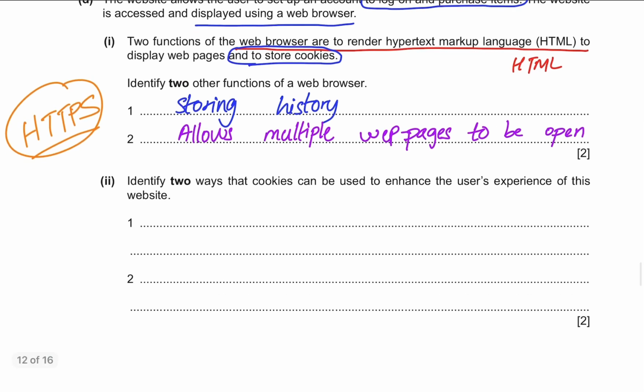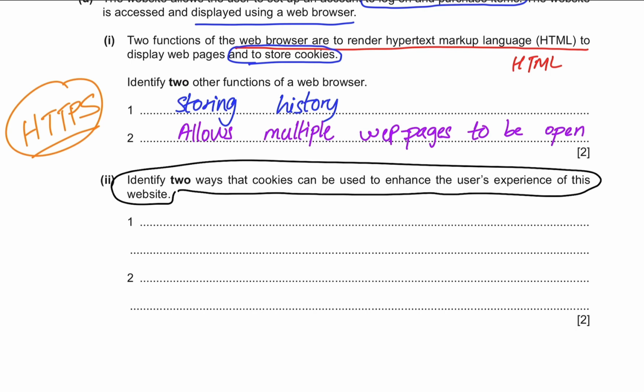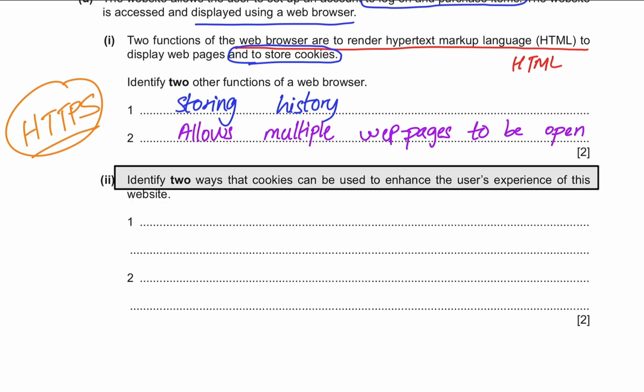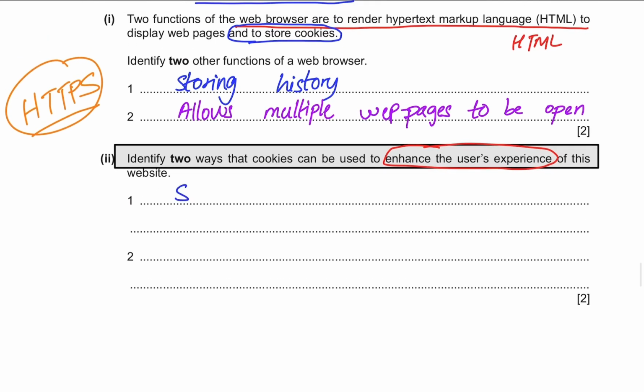Okay. Identify two ways that cookies can be used to enhance the user experience of the website. What are the two ways the cookies can be used to enhance the user's experience? What do you think? It stores the pages which are visited. Stores the pages that are visited.